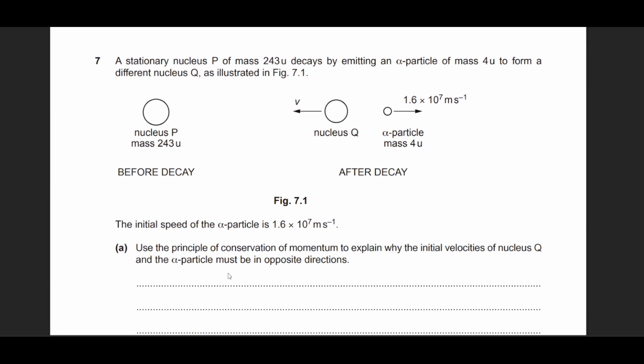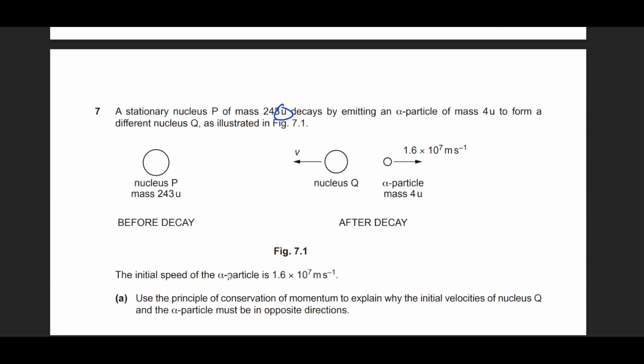Question number 7, we have U. First, we discuss what is U. U is the atomic mass unit, and it has a value of 1.66 into 10 raised to the power minus 27 kg. This is given in the data booklet as well at the very beginning of the paper.